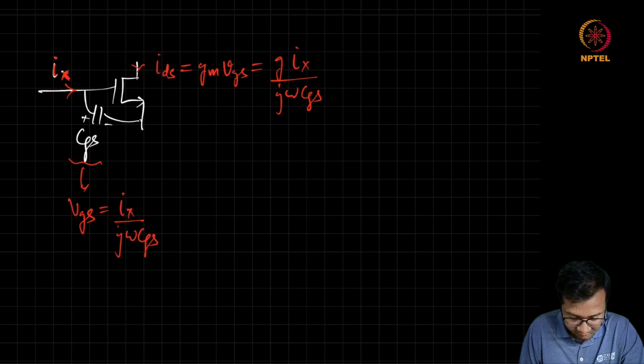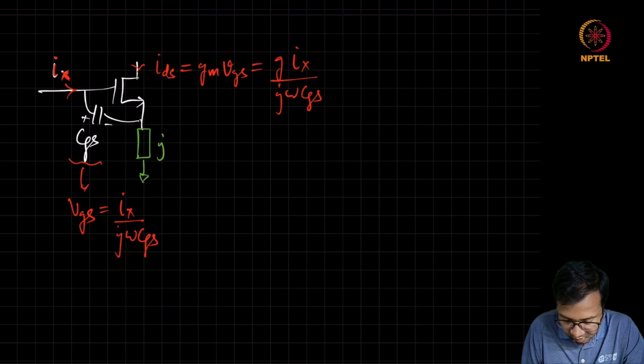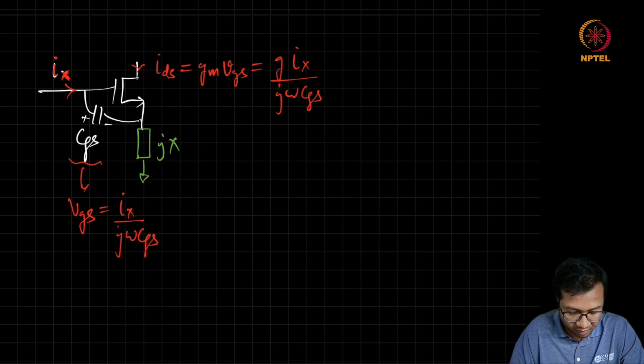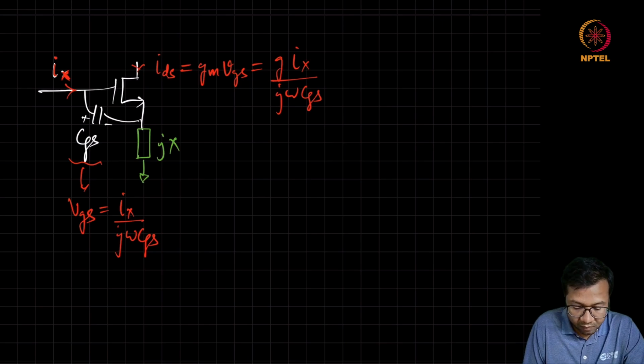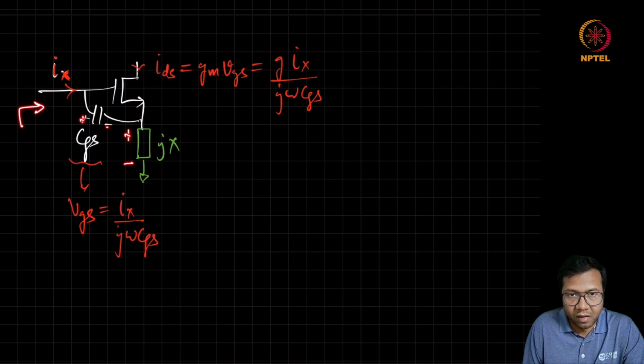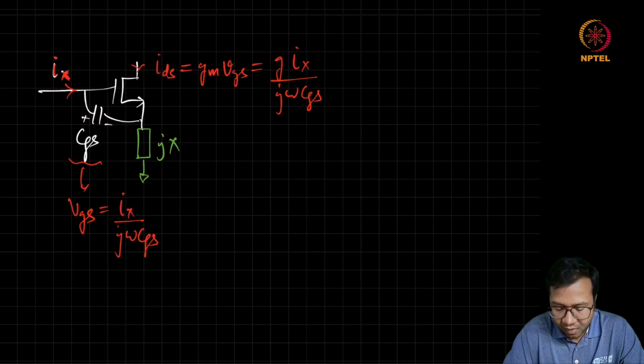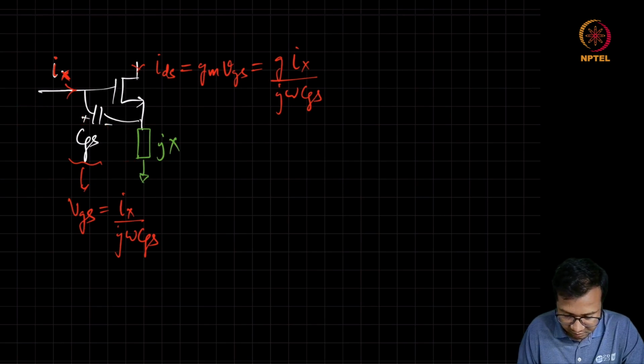It can be done by, say, adding a reactance on the source side, so that when this current flows, it will cause a drop, and this drop we can expect to have a real component. So when we look from the gate side, we will be encountering some drop across this reactance which is going to be in phase with the input current. As a result, the input impedance will also have a real part.